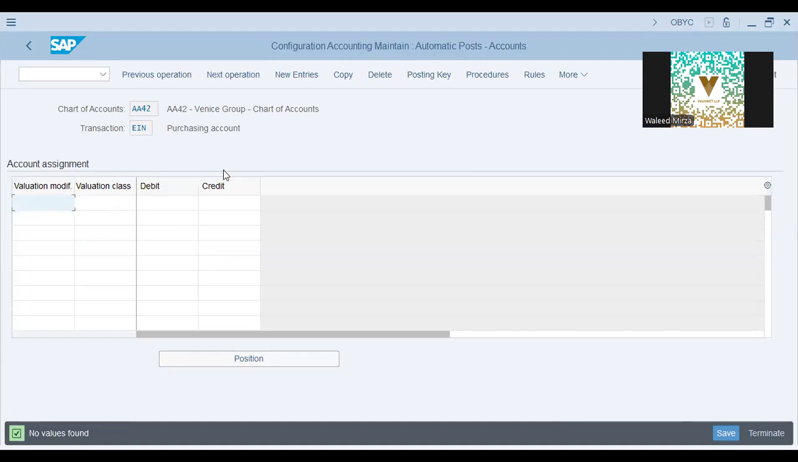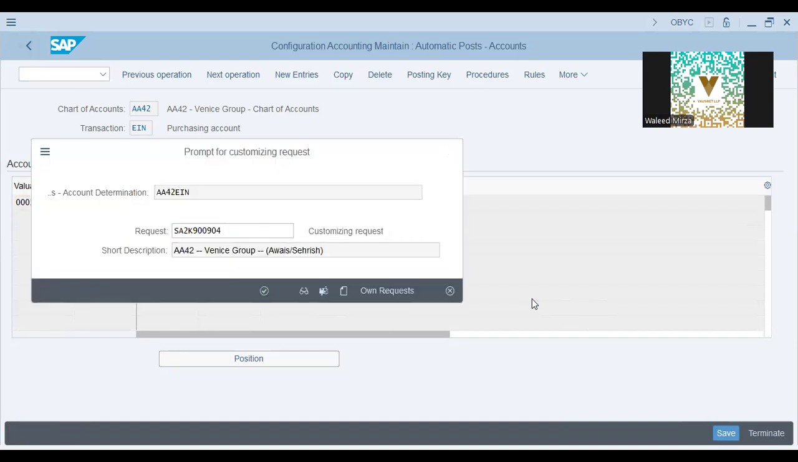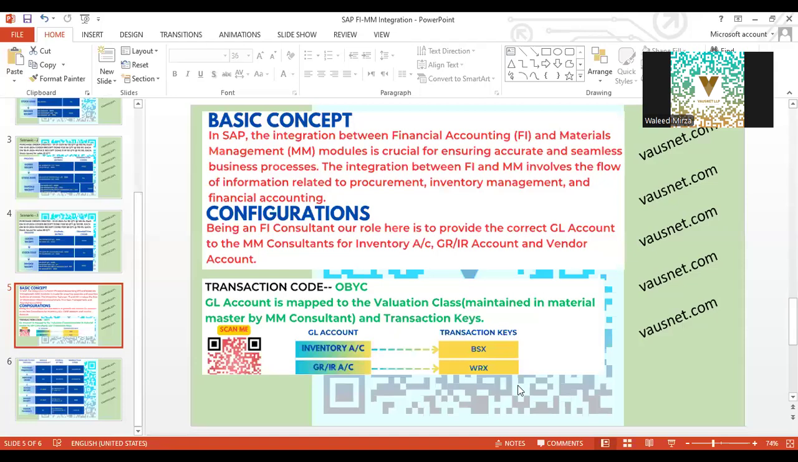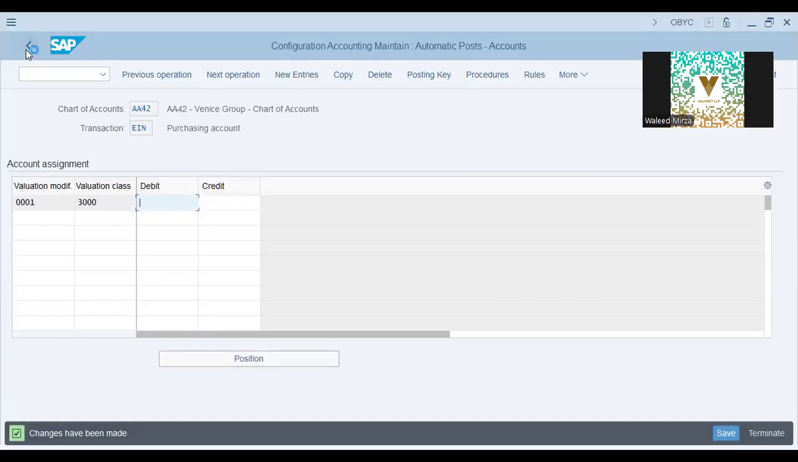Over here, we give the valuation class for the purchasing account of raw materials. Valuation modification 001, valuation class 3000, and then of course the purchasing account will be mentioned over here. That's how you will maintain your accounts. I don't have an account right now, but that's how we actually maintain it. Other than that, yes.